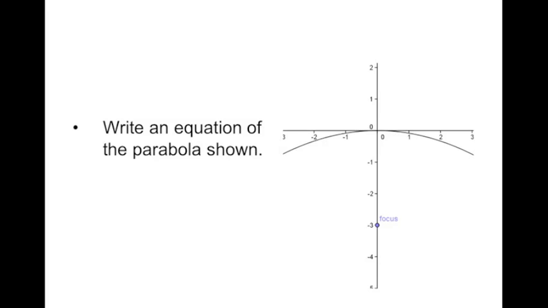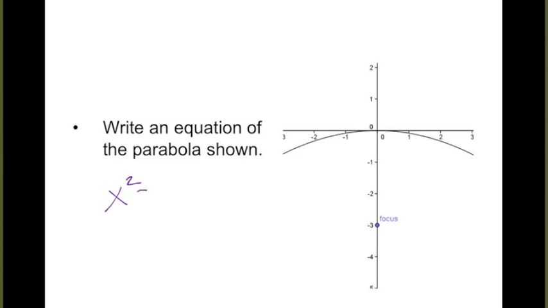Our last two examples are going to do the opposite. Here we have the graph and we want to find the equation that would have worked for this. So is this horizontal or vertical facing? Vertical facing, opening downward, which is a vertical direction. So then our equation in our chart is x squared equals 4py.